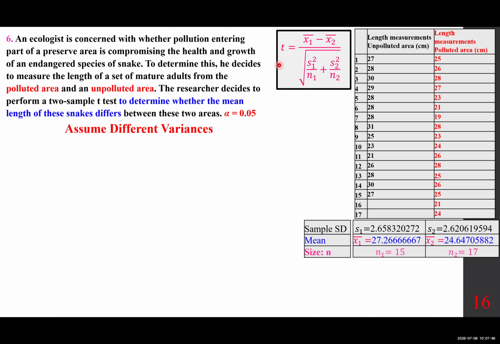Now, t is x1 bar minus x2 bar over the square root of s1 squared over n1 plus s2 squared over n2. H0: mu1 equals mu2, and what is H1? They are not equal. Mu1 is not equal to mu2. That is the claim, and that's a two-tailed test.